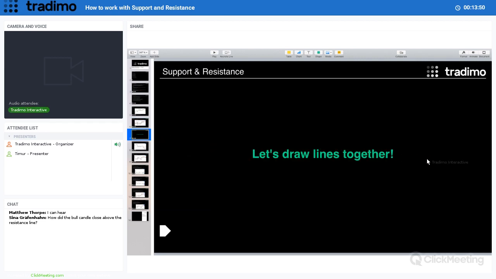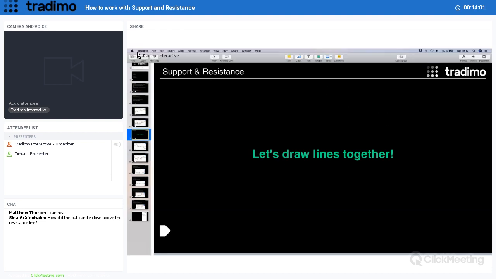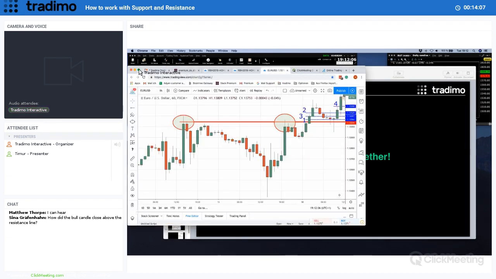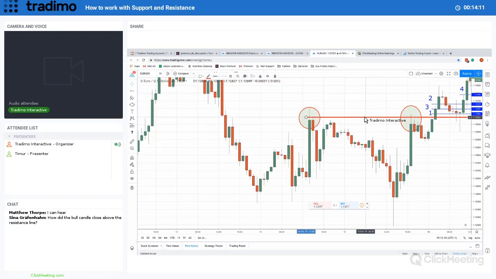Okay, then I would say let's draw lines together. Let's first start TradingView. Just a second. Okay. Good. You can send me an asset of your choice on which you want to test the support and resistance level as a practical example. What can you suggest? EUR/USD, oil, gold, whatever you want. Let's take DAX, for example. Yeah, Zena's typing: EUR/USD is fine. Okay.